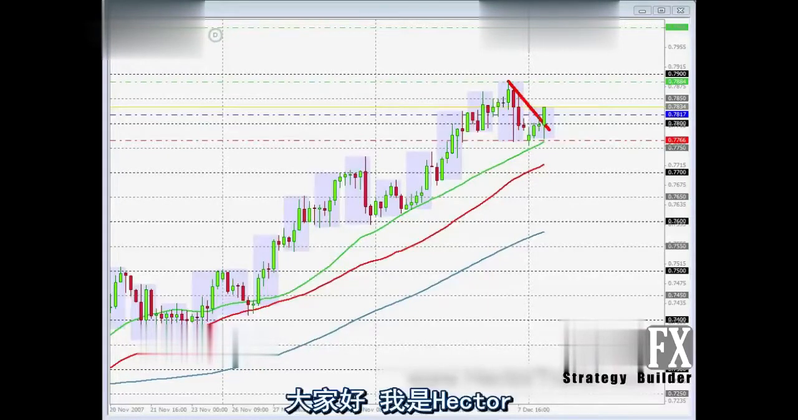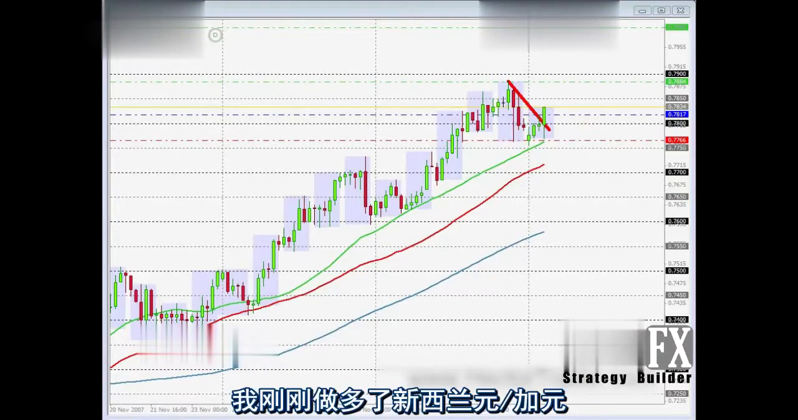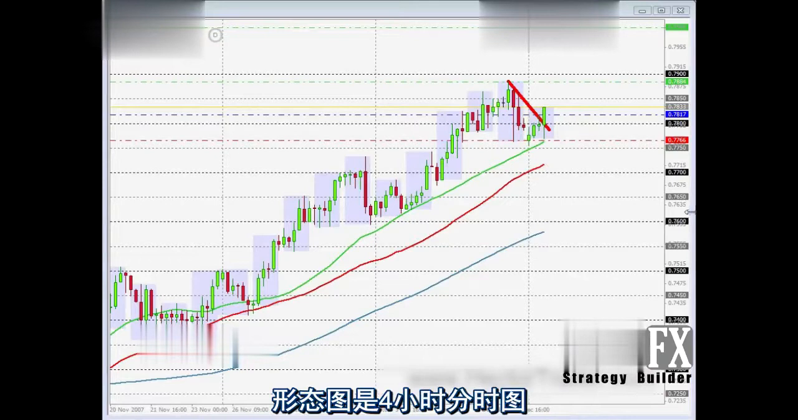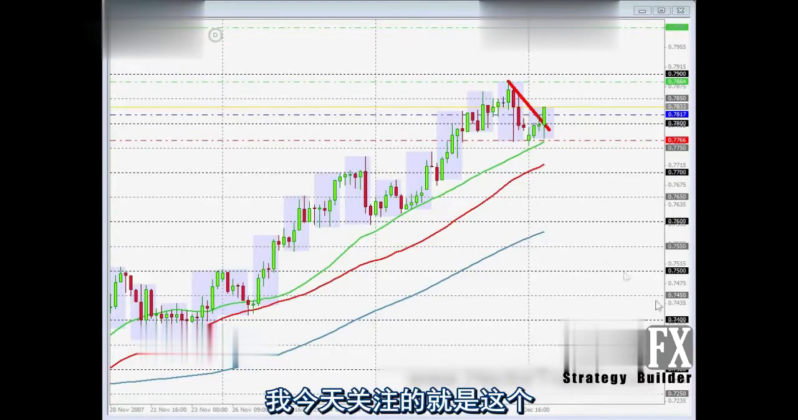Hi guys, this is Hector. Today it's Monday, the 10th of December 2007. It's 38 minutes past 1 p.m. London time. I've just triggered a long entry on the New Zealand dollar against the Canadian dollar, based on a setup on the 4-hour time frame. It was one of the setups that I was following today.